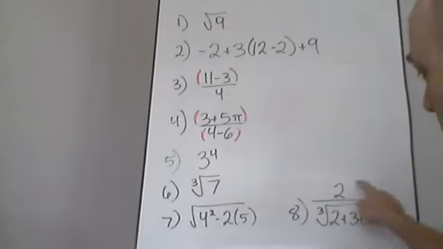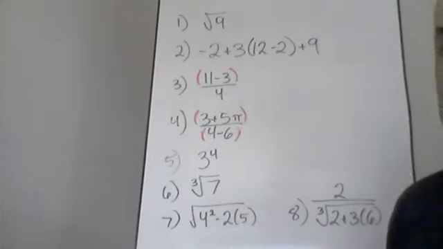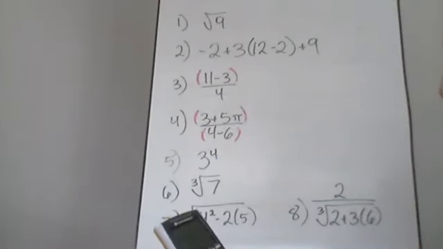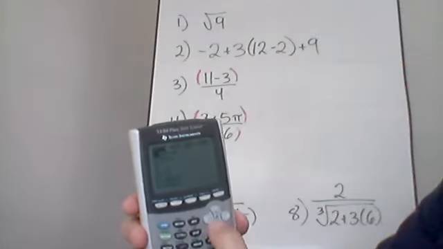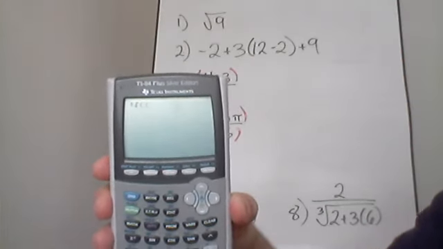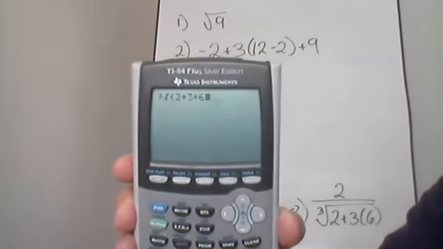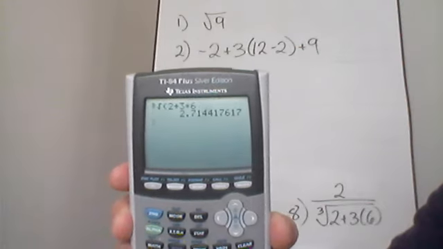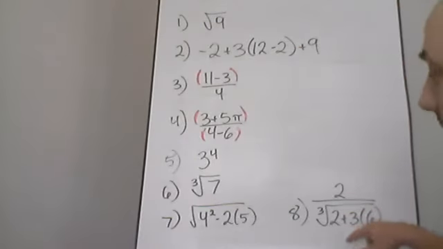All right, and then the last one up here, 2 divided by the cube root of 2 plus 3 times 6. So for this one, we're going to do this one kind of in steps. I'm going to first calculate what's in that denominator. So I'm going to do the cube root, which once again is the math menu, and then scroll down to choice 4. Hit enter. So the cube root of 2 plus 3 times 6, which gives me that number right there, 2.7144. I want to do 2 divided by that number.